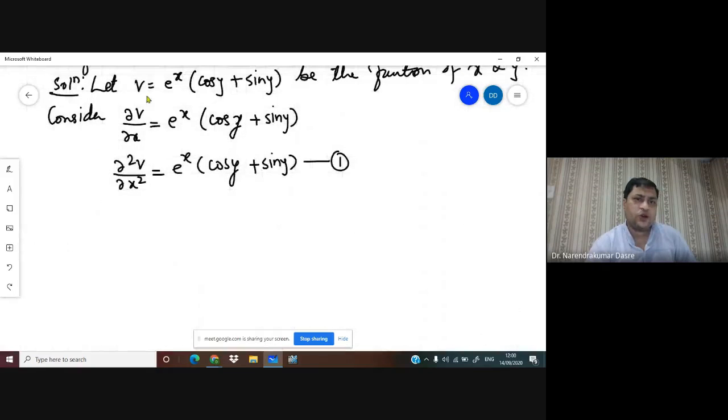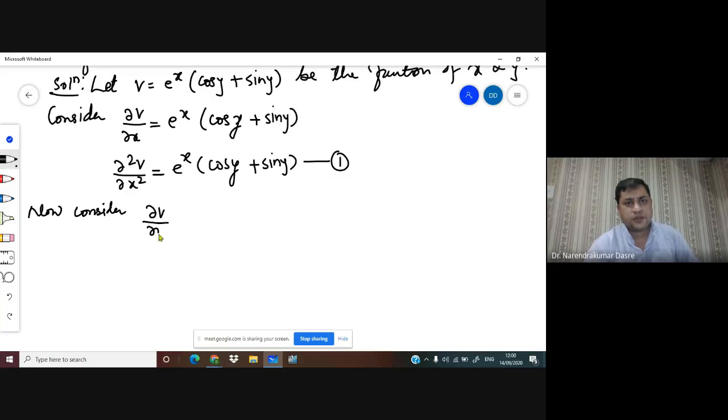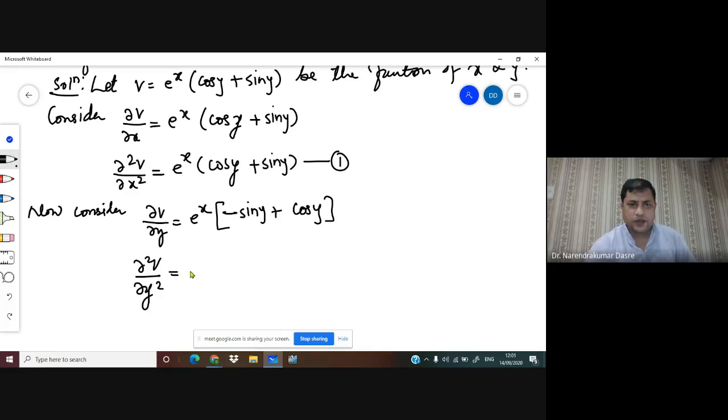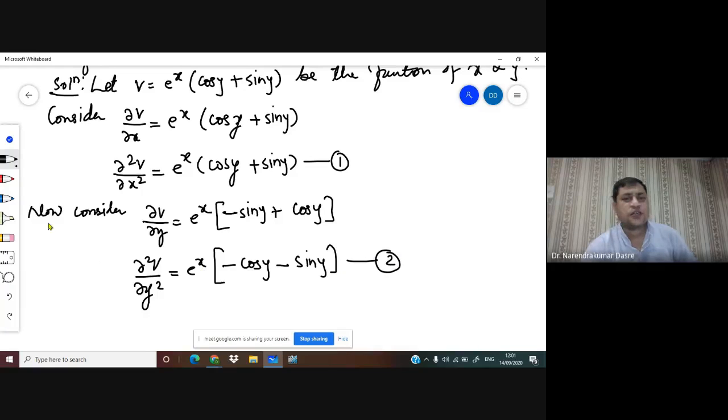Now we have to find the derivative with respect to y. So consider dou v by dou y is equal to e raised to x. The derivative of cos y is going to be minus sin y, plus the derivative of sin y is cos y. Again find the derivative of this with respect to y. So e raised to x remains as it is, minus the derivative of sin y is cos y, and the derivative of cos y is minus sin y. So let this be equation 2.